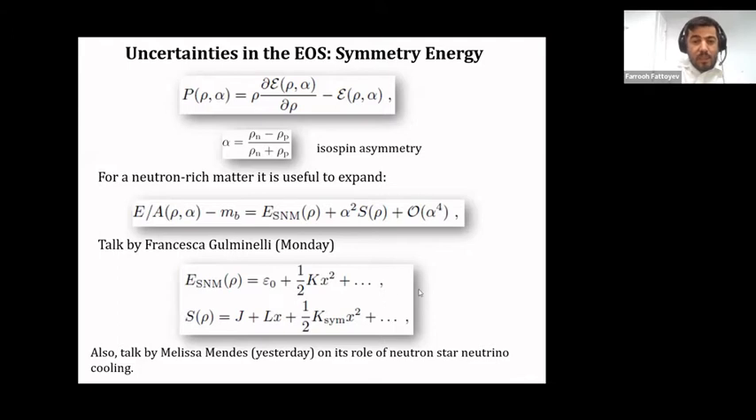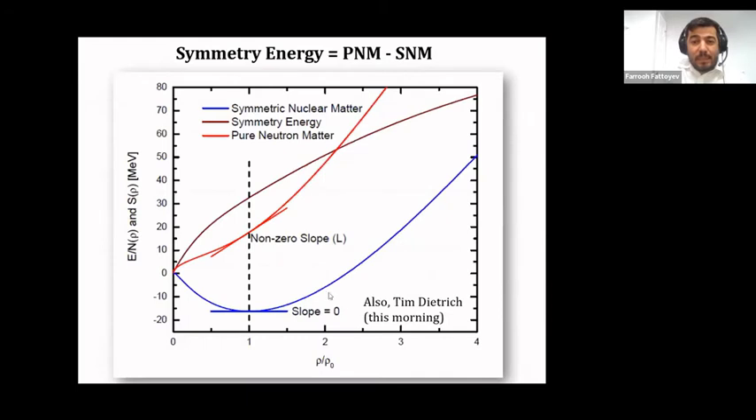Also, yesterday you saw a talk by Melissa Mendes on the role of the slope of the symmetry energy on neutron star neutrino cooling. And this slide was also shown this morning by Tim, essentially saying that the symmetry energy is the difference between the pure neutron matter and symmetric nuclear matter equations of state. Since symmetric nuclear matter is saturated at saturation density, which means the pressure is zero at that point, the pressure of pure neutron matter is then identical or almost identical to the pressure of the symmetry energy.